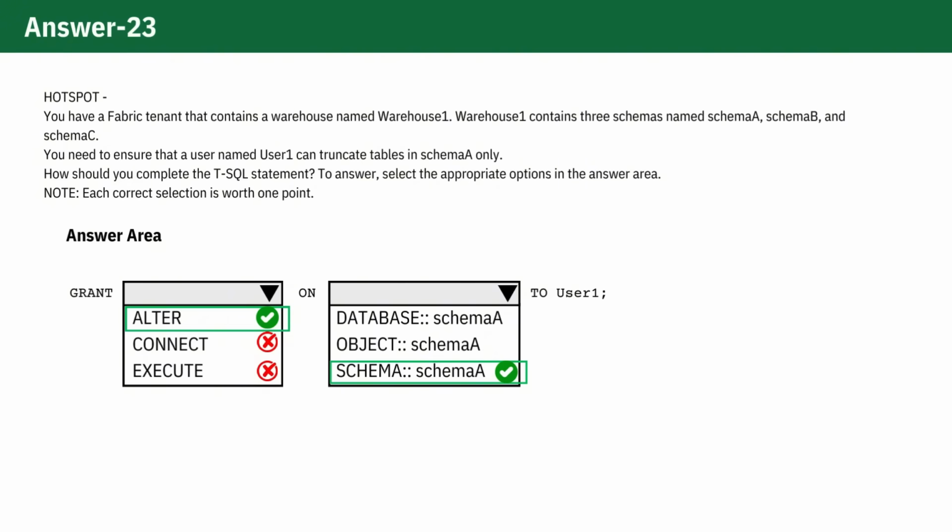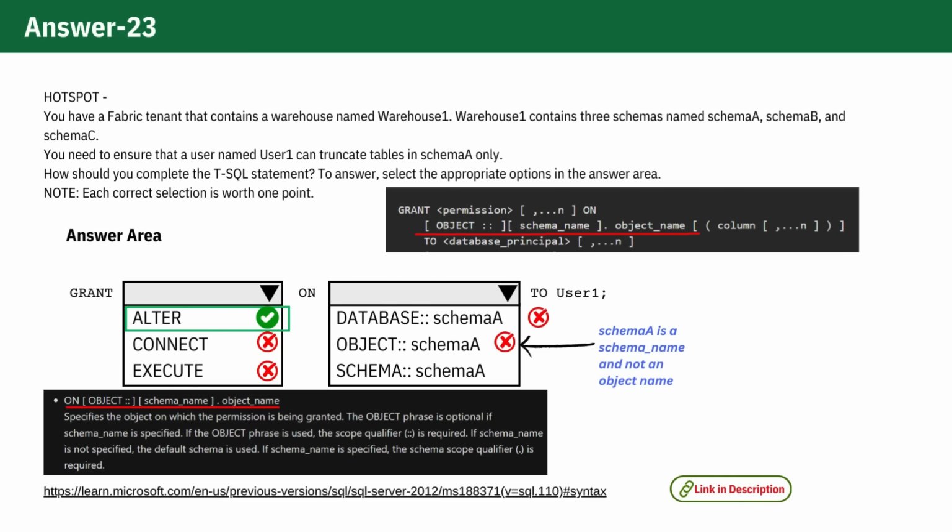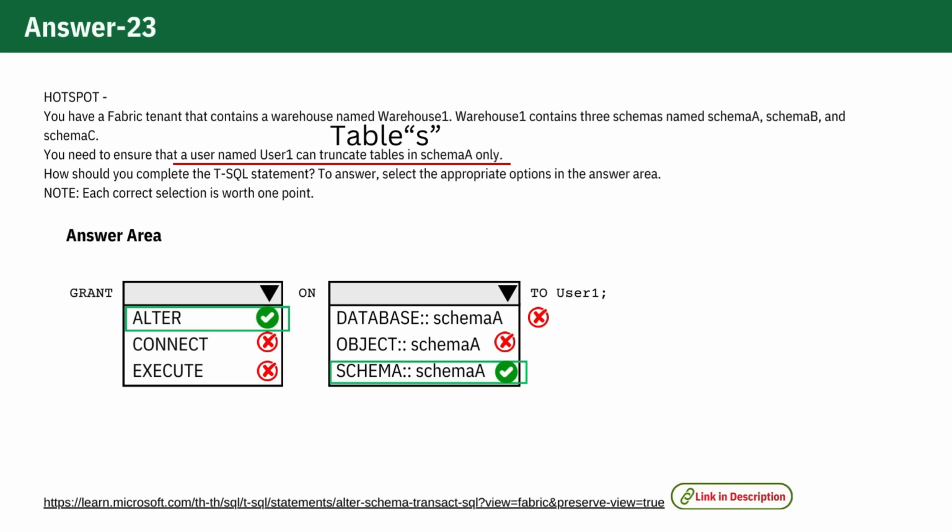Why not other options? On database, Schema A. This is incorrect because Schema A is a schema, not a database. This syntax would be used if you were granting permissions on the entire database. On object schema A. This is incorrect because object is used for specific database objects like tables, views, etc. If you read the question, the requirement is to allow User1 to truncate tables within schema A only, so permissions need to be granted at the schema level. Hope you understood the reasoning behind the answer.